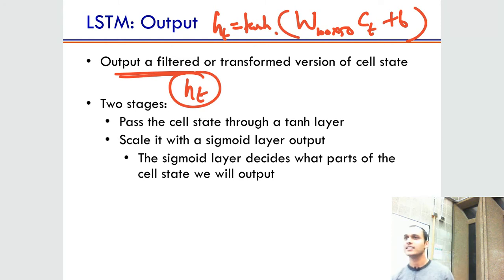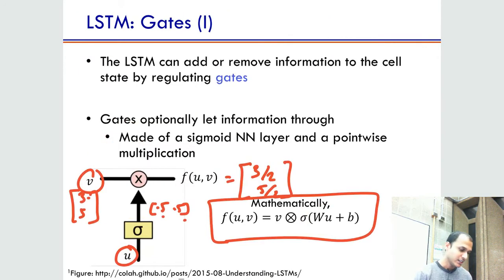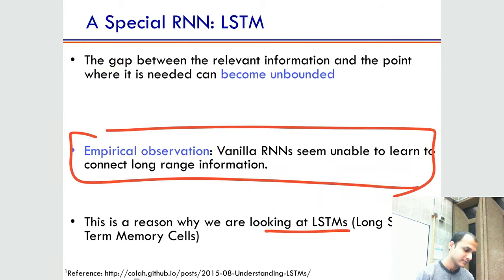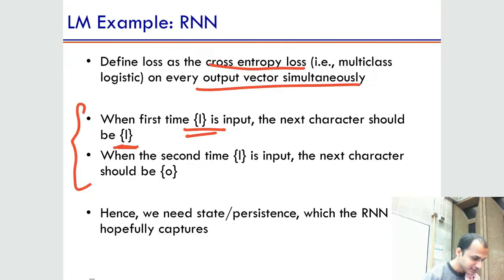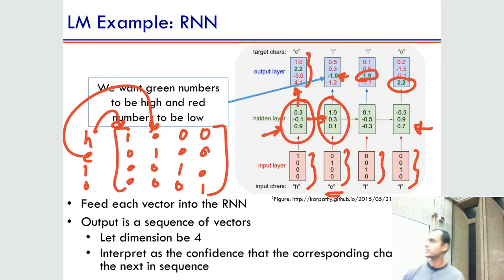What is the interpretation of xt? xt is the embedding of a character, for example, as we saw several slides ago. Just think of these as xt's: these red blocks at the bottom are xt's, and the blue boxes at the top are the ht's.